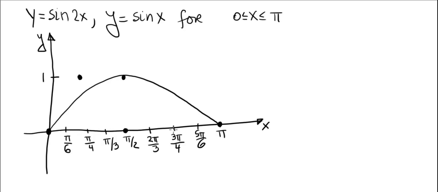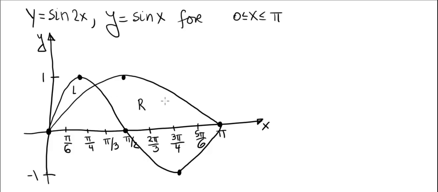At 3 pi over 4, if we multiply that by 2, we get 3 pi over 2. Sine of 3 pi over 2 is minus 1. So let's mark that here. At 3 pi over 4, it's minus 1. And then it comes back to 0 at pi. So this is the graph of the sine 2x function. Now, as you can see, the region enclosed consists of two parts: the left part marked by L and the right part marked by R.